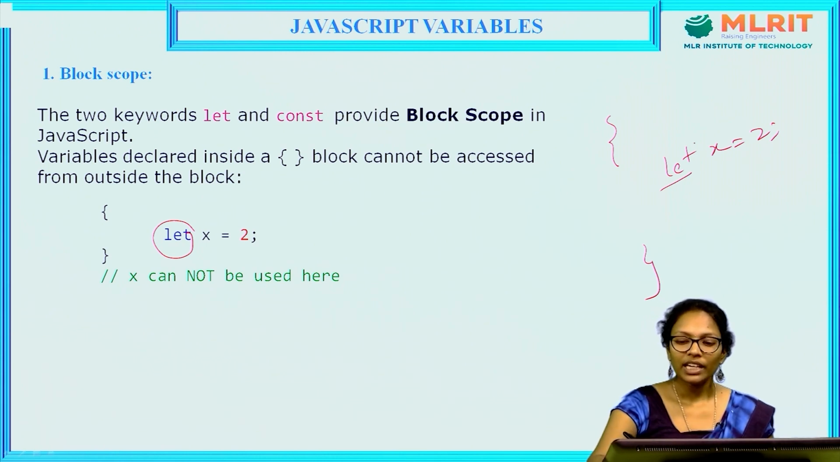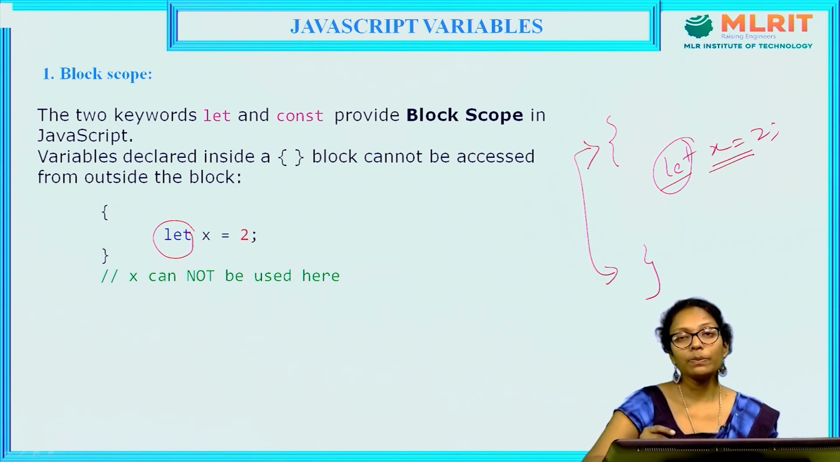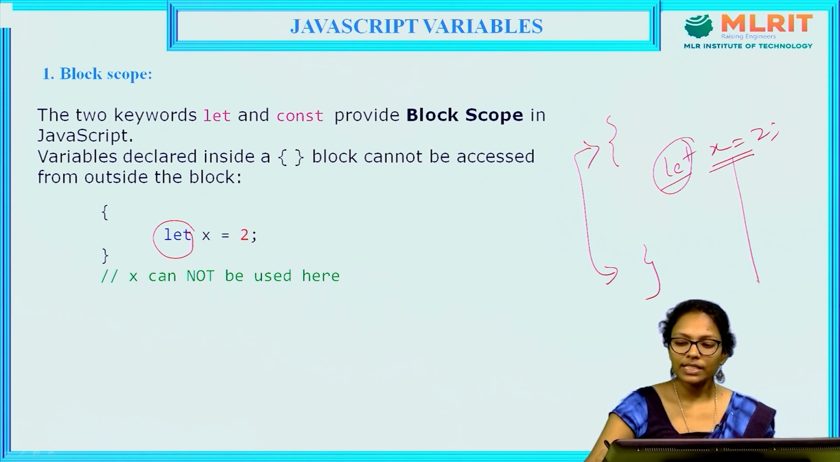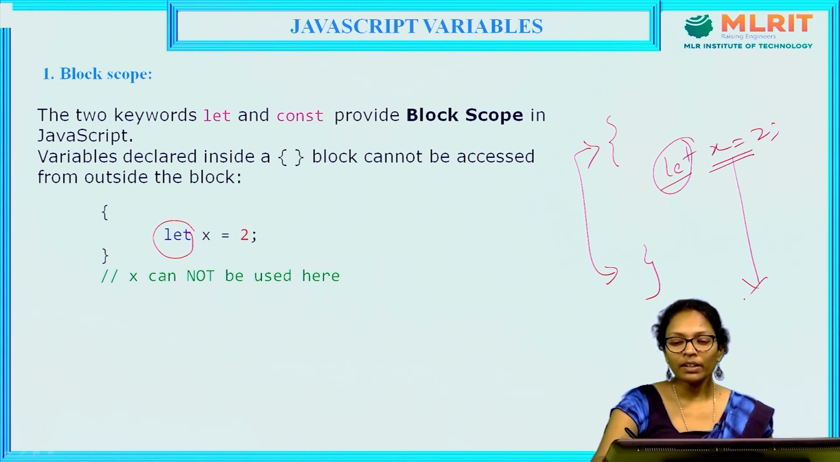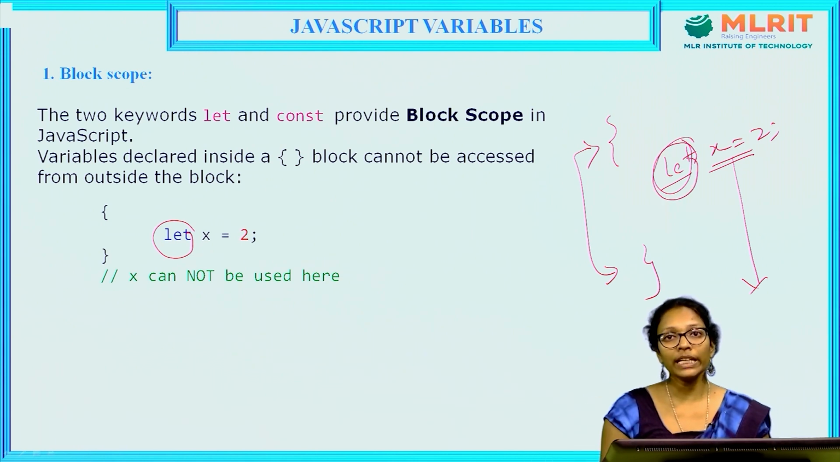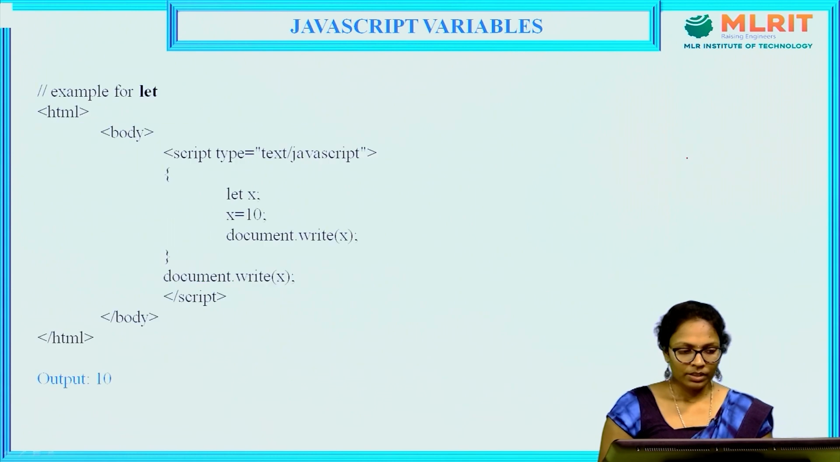If I use the keyword let within the block, then this variable can be accessed only within these braces. If I want to access this x value after closing that block, you cannot access it. When is it possible? Only when you declare your variable using the let keyword. So we'll see the example.